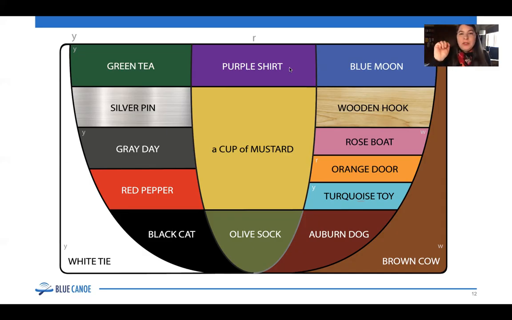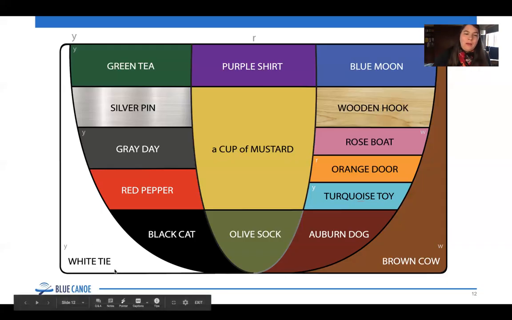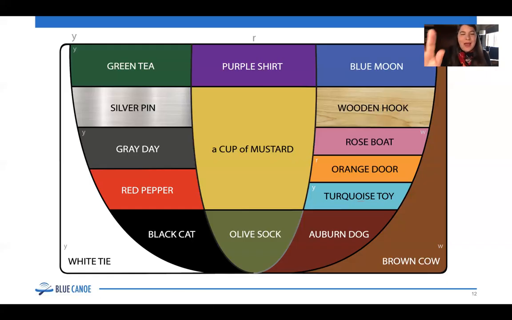Purple shirt. A cup of mustard. Brown cow, ow. And white tie, I.